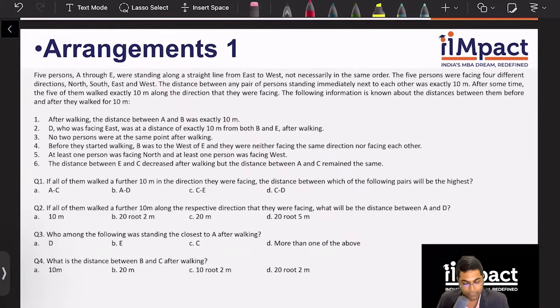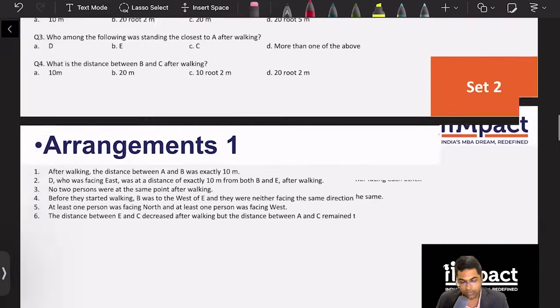Okay. So I like this set because this is a set which really helps you visualize and understand how we work with cardinal directions and left right in combination in a linear arrangement set. That is what is there to learn from this. Okay. So let's start.